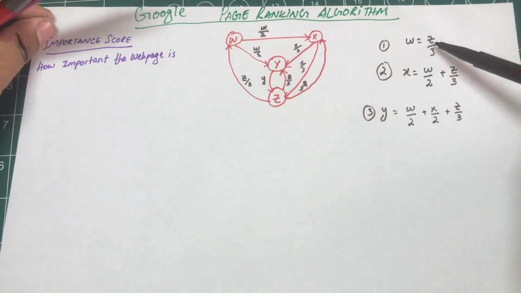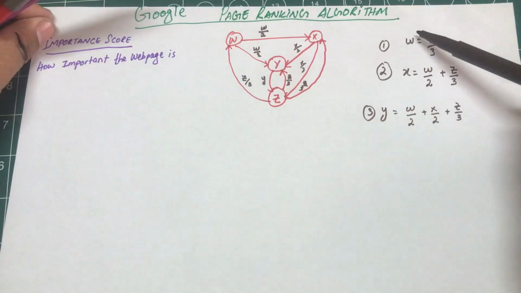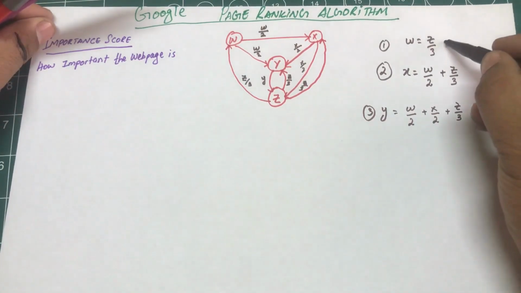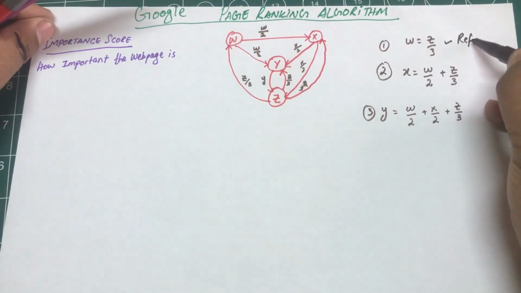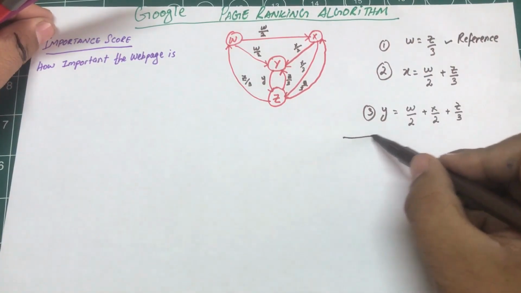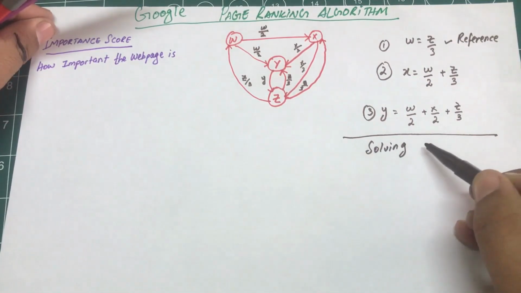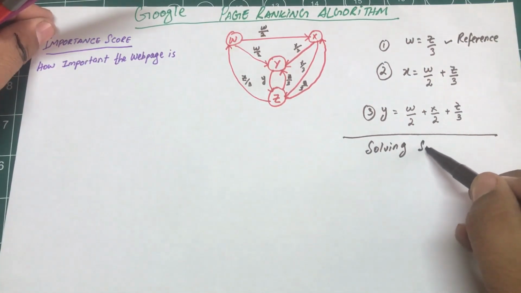So if I were to solve for Z, this is just going to be 3W. So I'm just going to take all of this. So I'm going to take this equation as a reference. So this equation as a reference. And I'm going to start solving with respect to this equation. All right. So I'm going to pick up. So solving simultaneous equations.